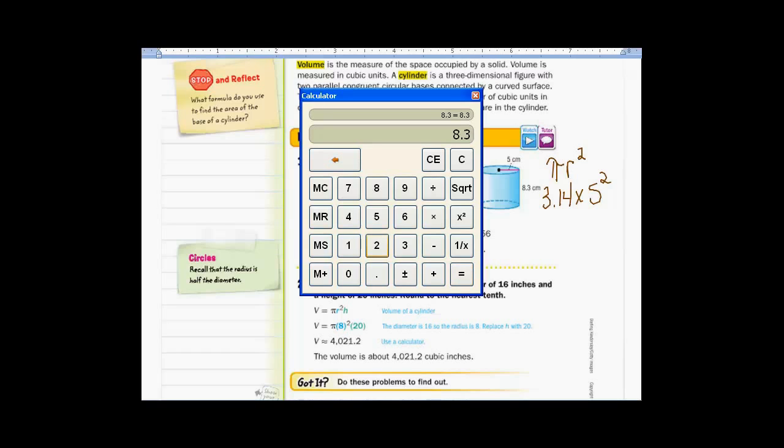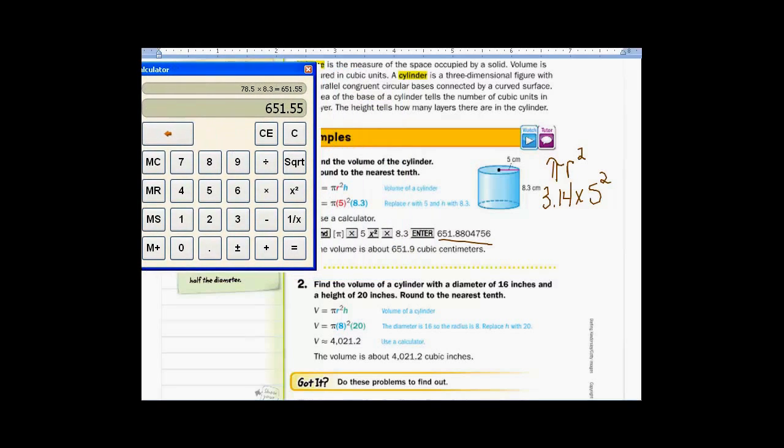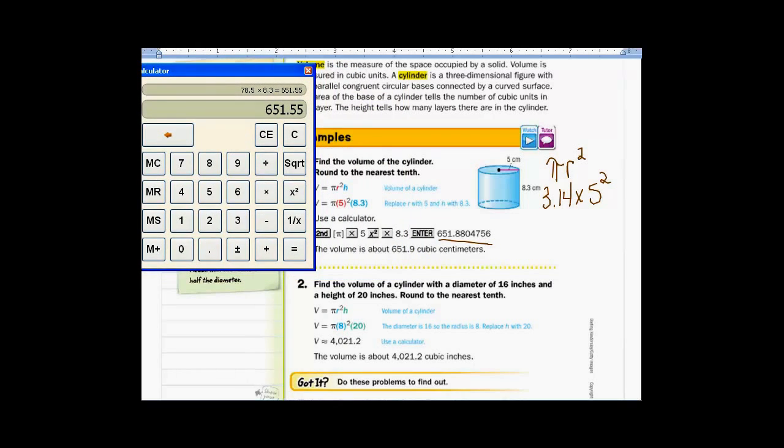Let's try that again. 3.14 times 25 equals, so now we got 78.5 times our height, which is 8.3. Now, I want you to look at this. So I've got 751.55. The answer they have right here, 751.88. So I didn't do it wrong. They didn't do it wrong. What could possibly be the reason for just a minor problem there?